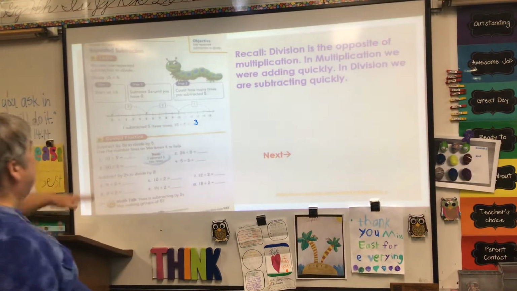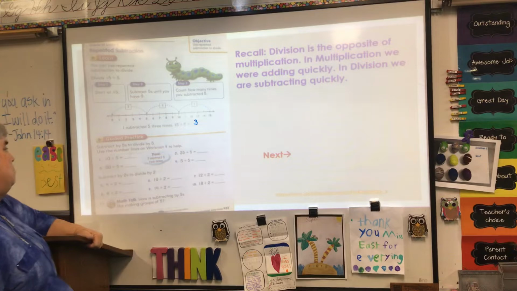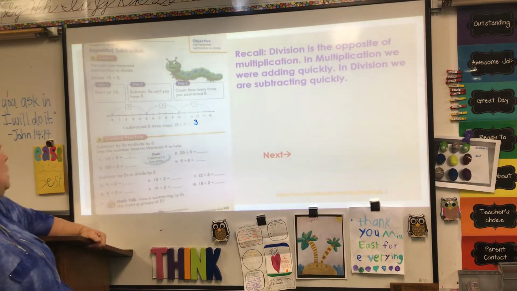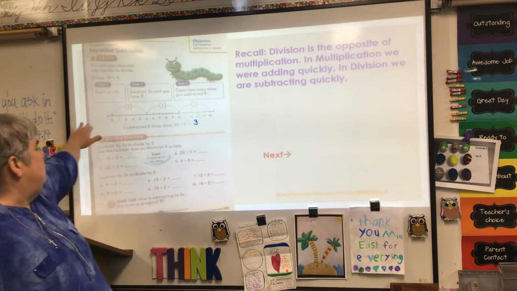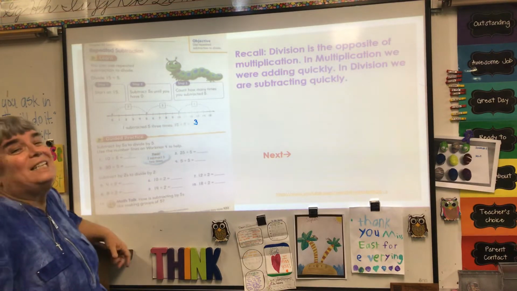Okay. So they want you to subtract 5 again. Subtract by 5s to divide by 5. Use the number line on a work mat, or you could even just use that number line, although it doesn't go up to 30. Or you could just divide.